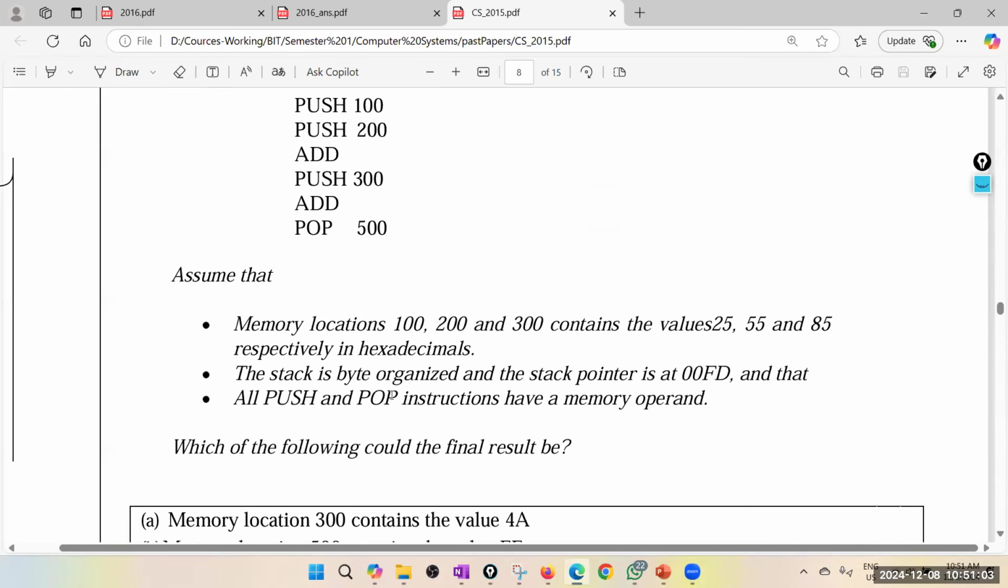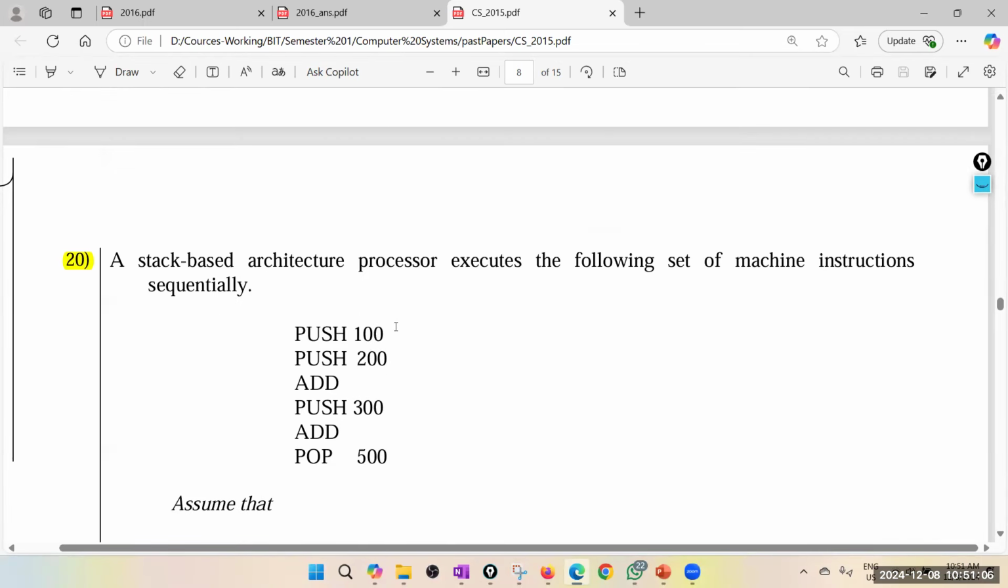Okay, so here it says hexadecimal. Here it doesn't say hexadecimal. Maybe you can just consider it as base 10 numbers. Okay.